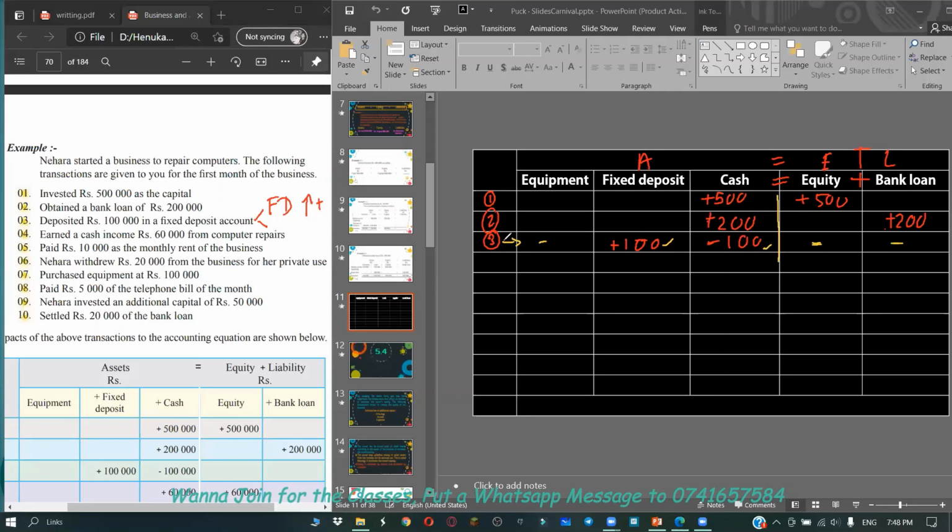ඔයාලට තේරෙනවා equation එක මෙතන balance වෙලා තියෙන්නේ. ඒ කොහොමද? Fixed deposit asset has increased by 100,000 and our cash asset has decreased by 100,000. So net impact will be 0. Okay, net impact එක 0 කියන්නේ මොකද්ද?